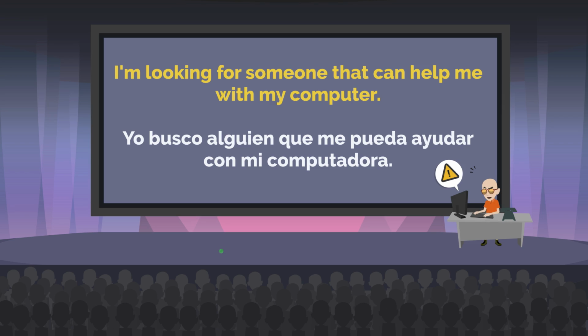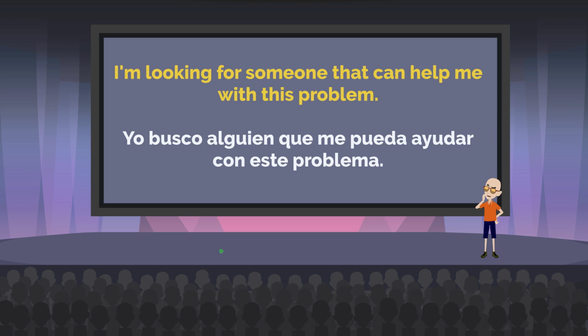If you want to be more specific what they can help you with, you're going to use that exact word, con, which means with in Spanish. Here's an example. I'm looking for someone that can help me with my computer. Yo busco alguien que me pueda ayudar con mi computadora. I'm looking for someone that can help me with this problem. Yo busco alguien que me pueda ayudar con este problema.